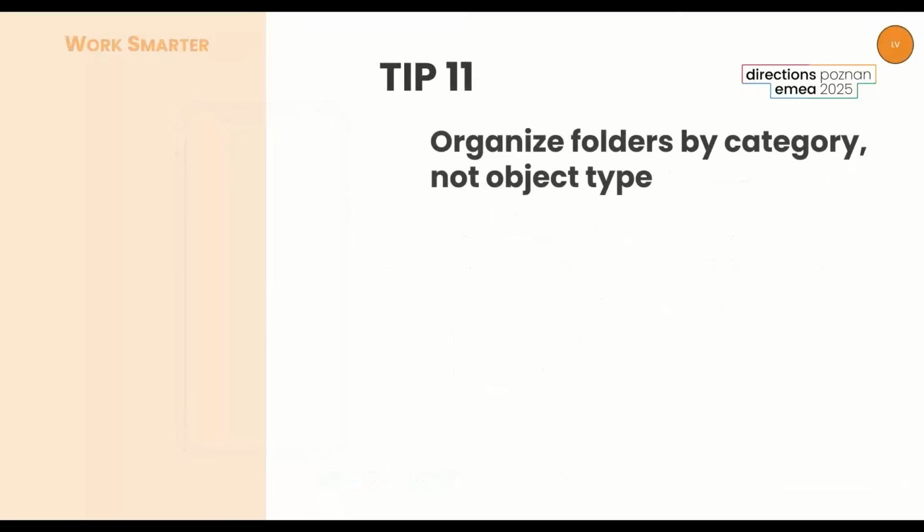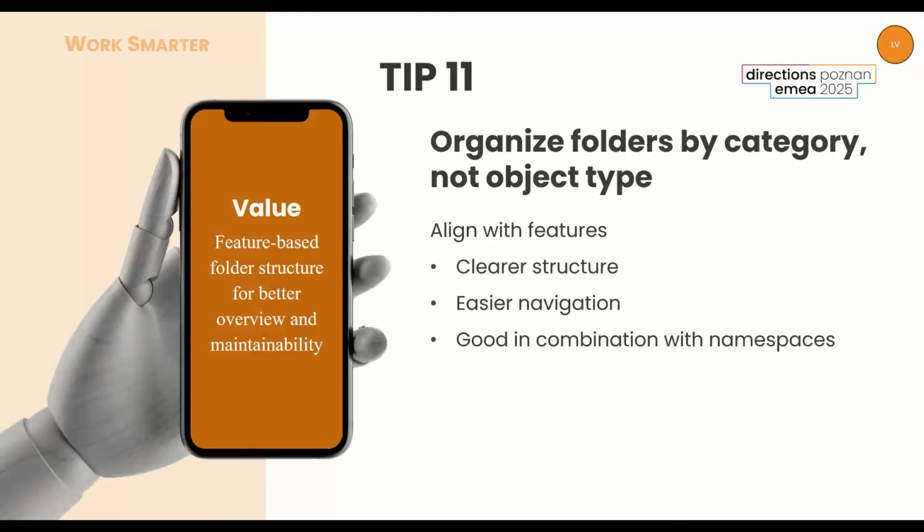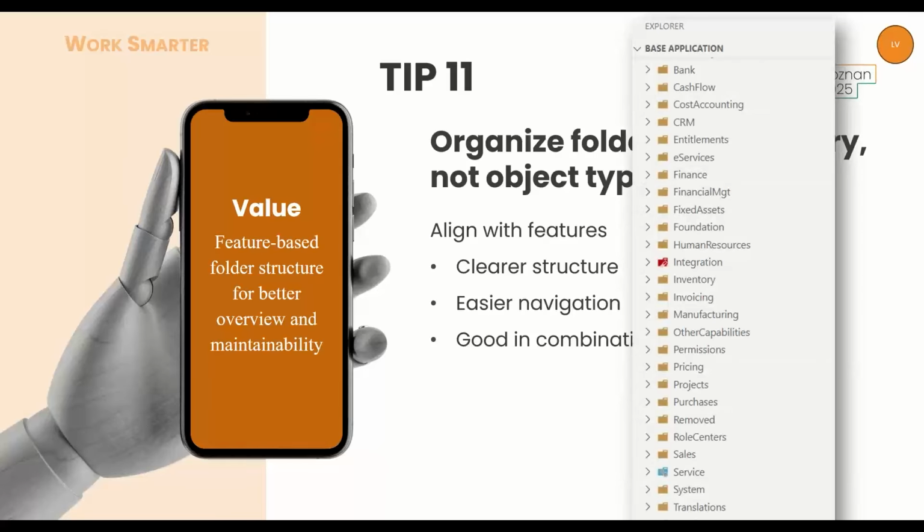Tip 11. Organize your solution in folders by category, not object type. In the past, maybe in small ones, it was standard to have them organized as pages, as codeunits, etc. But move to organizing by category. If you move to the next, click on it, it will show you an example from Microsoft. So the value is a feature-based folder structure for better overview. It's easier to go into pricing objects when they're organized like this than when they were part of some codeunits in the codeunit folder and pages in the page folder.